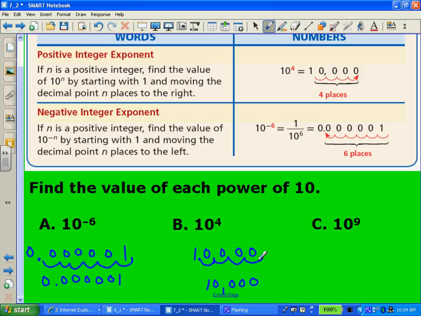Okay, and one more example here, 10 to the 9th. So again, positive. I'm going to move it 9 spots. 1, 2, 3, 4, 5, 6, 7, 8, 9. Fill that in with zeros, so essentially I'm adding 9 zeros to the end of my number. And let's write that again with our commas in the right places. There we go. Alright, so that would be how we find the values with powers of 10.